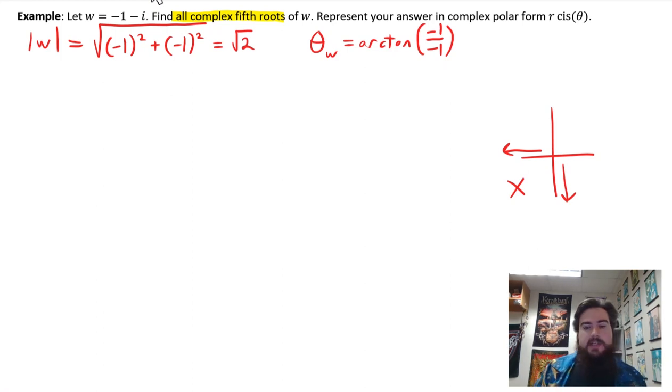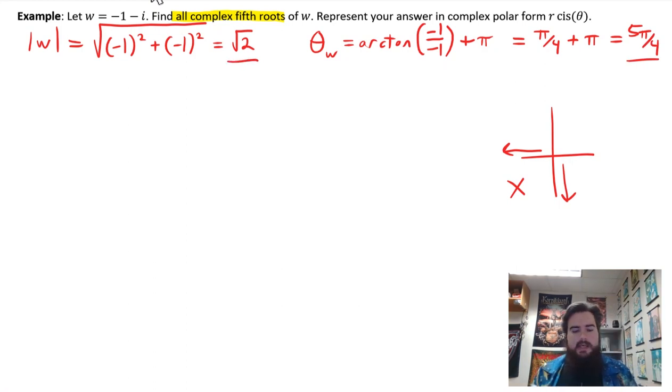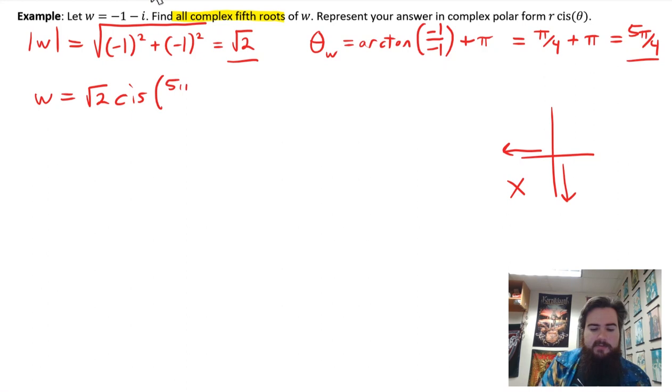So if we need to adjust this angle measure, we should, and to get into quadrant 3, we will add pi to the solution. If you do evaluate arctangent of -1 over -1, or just arctangent of 1, that will give you pi over 4, but if you add pi to that, we get the correct angle measure in quadrant 3, which would be 5 pi over 4. Therefore, we can now write w in complex polar form as square root of 2 cis of 5 pi over 4.